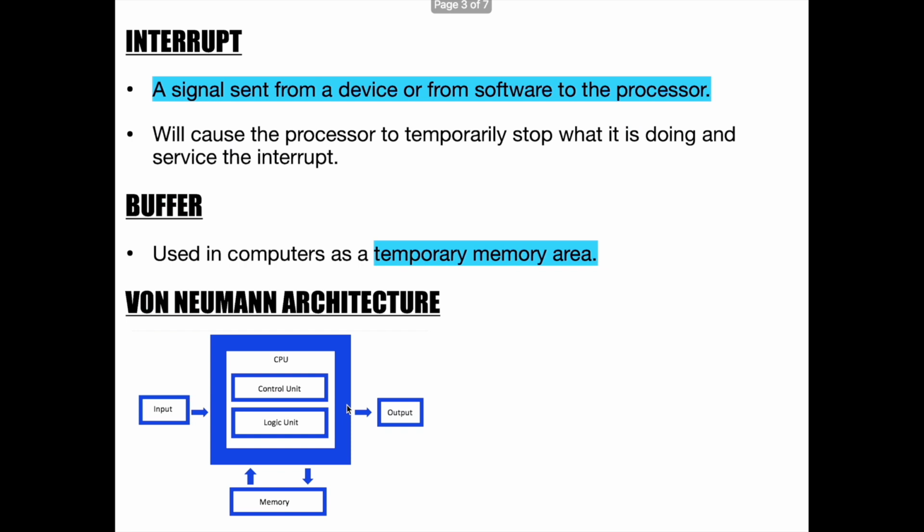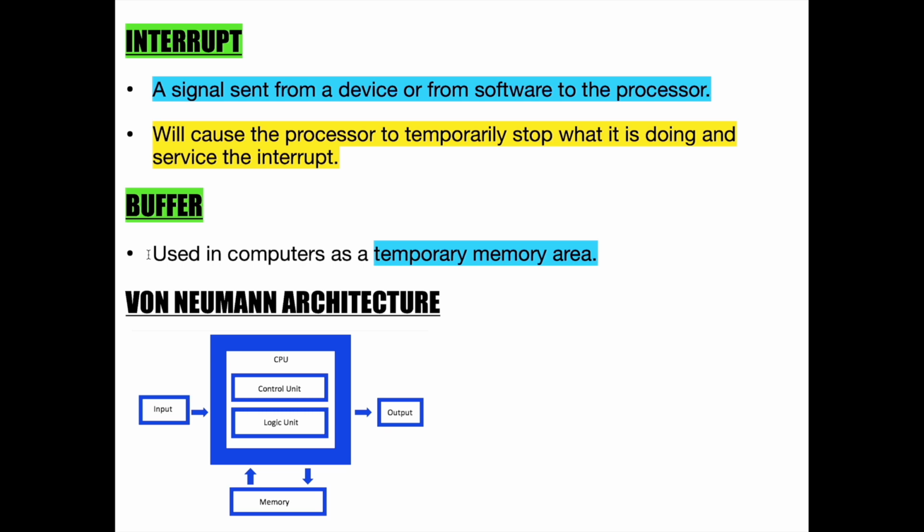Off we go to the next topic, interrupts and buffers. An interrupt is a signal which is sent by a device or a software to a processor. This signal will cause the processor to stop its current functions and service the device or the software which sent the interrupt. A buffer, simply, is a storage space in the computer system.